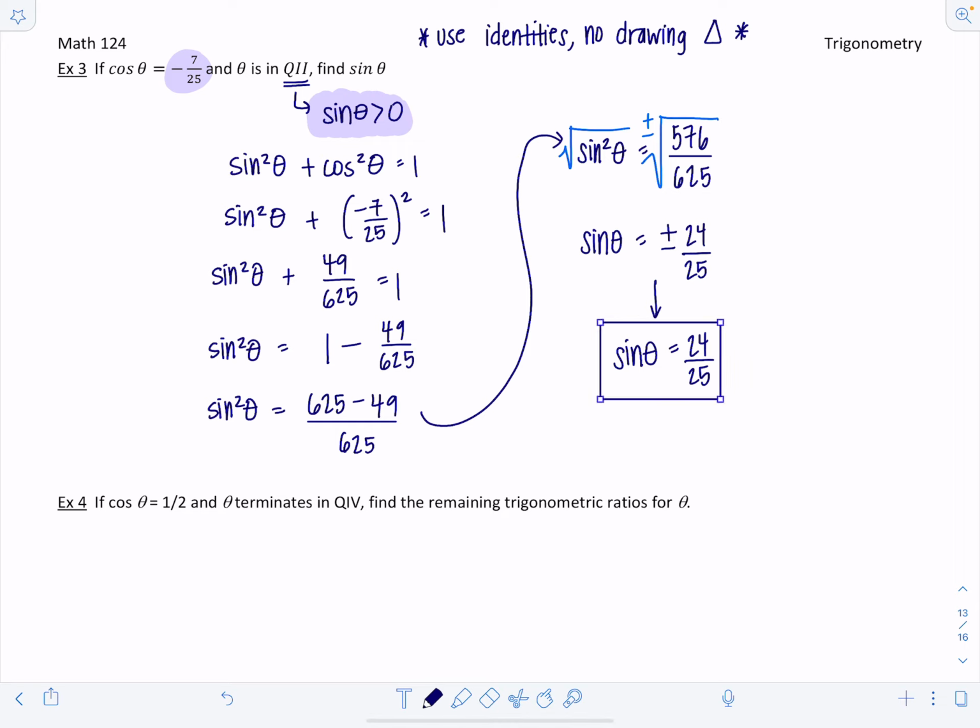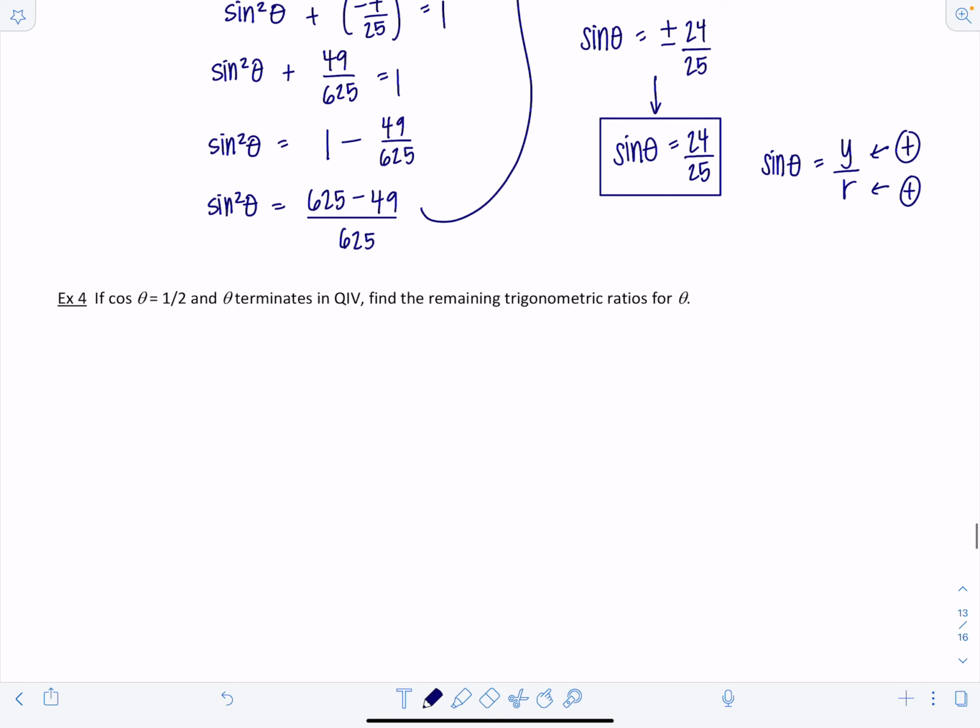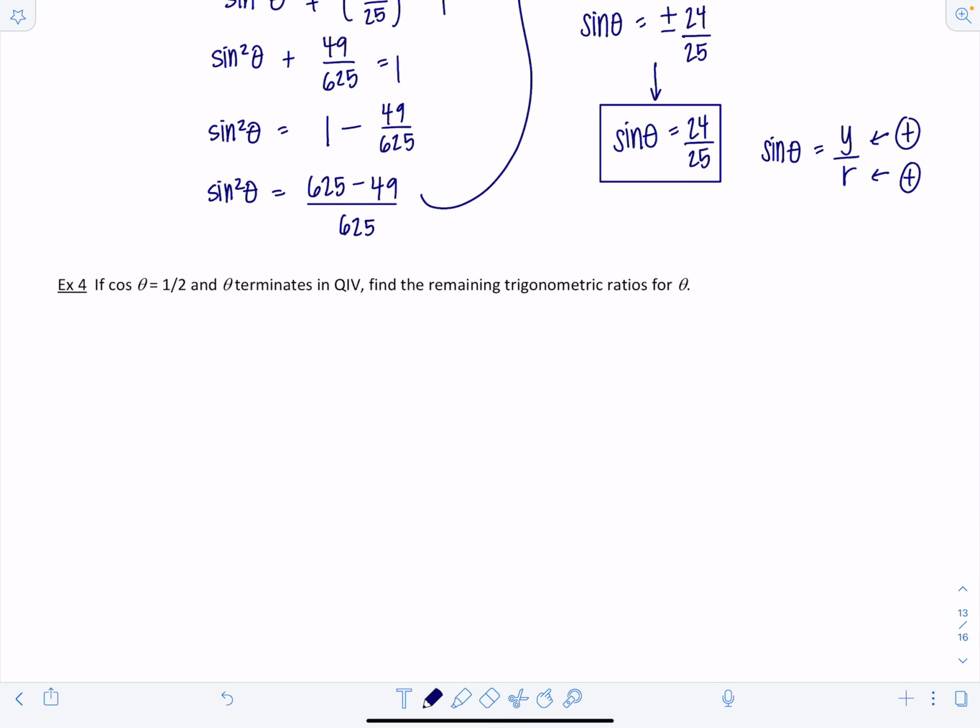Okay? So SOHCAHTOA will only take you so far. If you remember, sine of theta is y over r, and I told you r is always positive, and they tell you you're in quadrant 2 for this problem, then that means y is also positive, so you know sine's going to be positive. Okay, good. Let's look at another example where we're going to use these identities again. If cosine theta equals 1/2 and theta terminates in quadrant 4, find the remaining trigonometric ratios for theta.